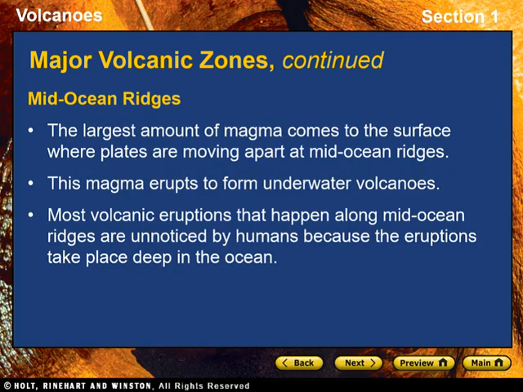Mid-ocean ridges. The largest amount of magma comes to the surface where plates are moving apart at mid-ocean ridges. Thus, the interconnected mid-ocean ridges that circle Earth form a major zone of volcanic activity. As plates pull apart, magma flows upward along the rift zone. The upwelling magma adds material to the mid-ocean ridge and creates new lithosphere along the rift. This magma erupts to form underwater volcanoes.